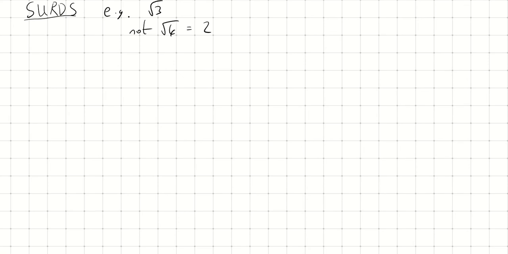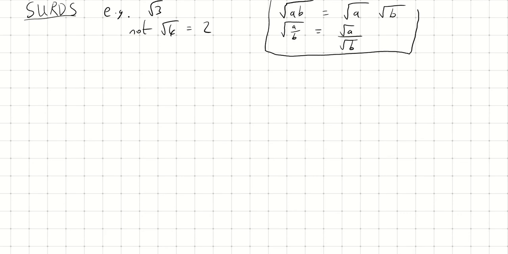Okay, and there's basically two rules that we need to know about surds that most questions rely on. The square root of a times b is the same as the square root of a times the square root of b. And the square root of a divided by b is the same as the square root of a divided by the square root of b. So these are our surd rules. All the questions that we do are going to rely on these.